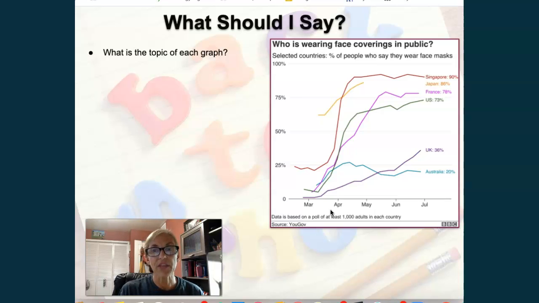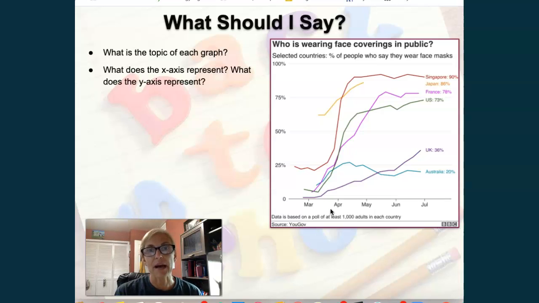For example, this graph, I can tell by the title, is about who is wearing face coverings in public. So I know this graph is about people who have responded to a survey saying that they wear their face mask in public. So what do the X and the Y represent? In order to interpret a graph, we need to know what's on the X and the Y.